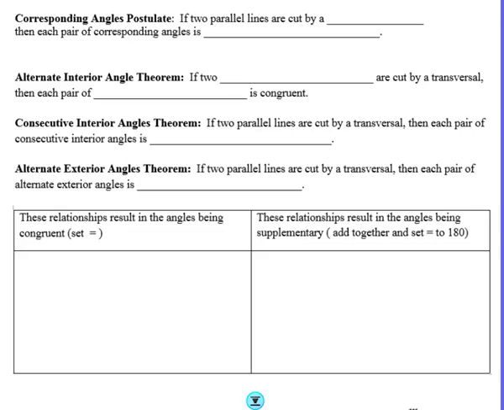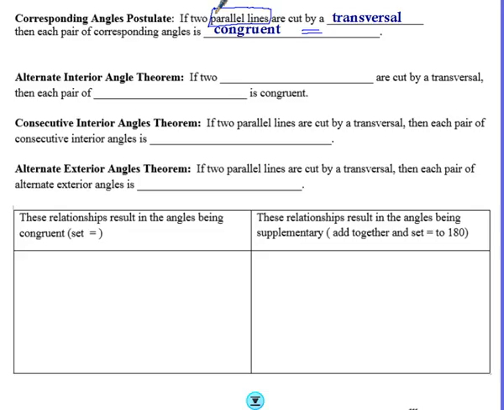Corresponding angle postulate says if two parallel lines are cut by a transversal, then each pair of corresponding angles is congruent. And remember, congruent just means that they have the same measurement, that they are equal. The key to this is that the lines have to be parallel. So in the examples that we were just looking at, the lines were not parallel, or we weren't told they were parallel, so we couldn't claim that the corresponding angles were equal.